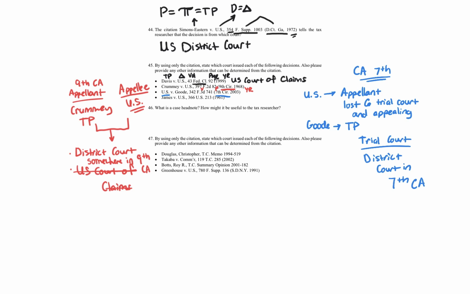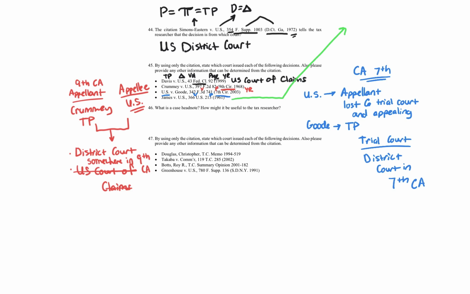So somewhere in there. So U.S. v. Good. 342, of course, is the volume. It's the Federal 3rd reporter. 741 is the page. We know it's the 7th Circuit and that the decision was in 2003. Finally, the James case. So let's do that one in green. And I'll actually do that one up here.